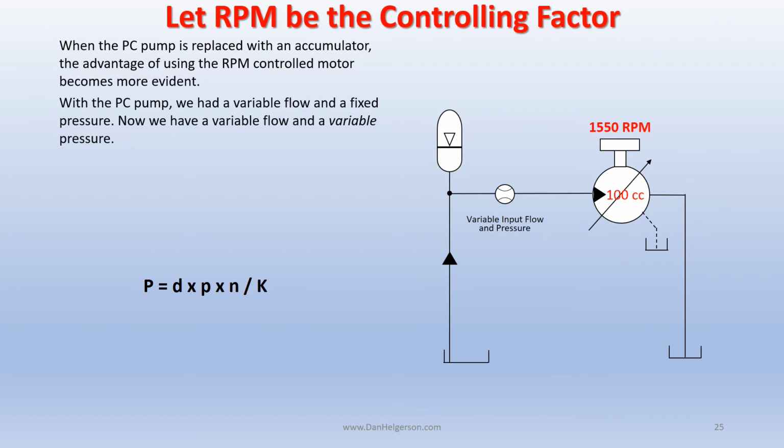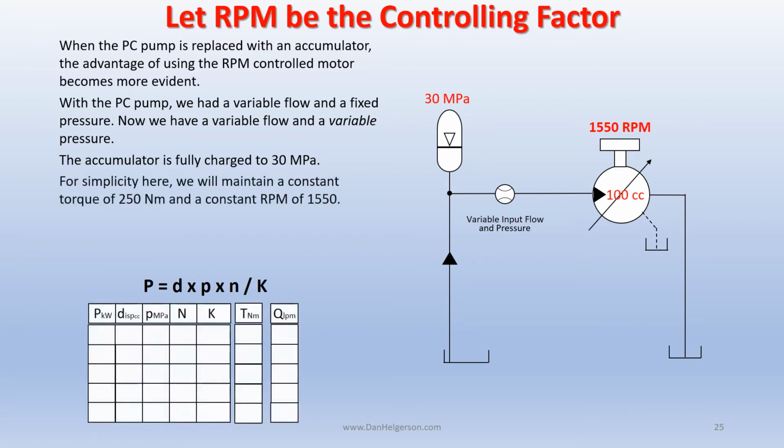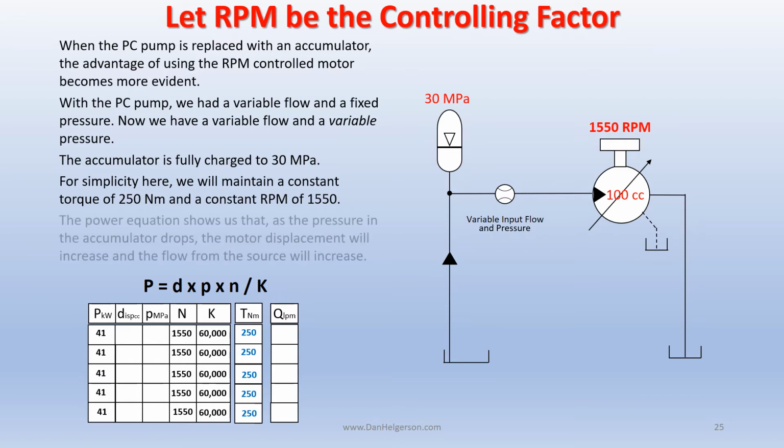When the PC pump is replaced with an accumulator, the advantage of using the RPM-controlled motor becomes even more evident. With the PC pump, we had a variable flow and a fixed pressure. Now we have a variable flow and a variable pressure. The accumulator will be fully charged to 30 megapascals. And for simplicity's sake, we will maintain a constant torque of 250 Newton meters and a constant RPM of 1550.